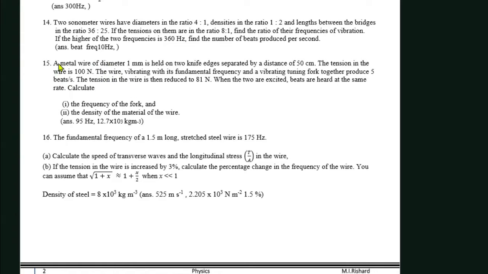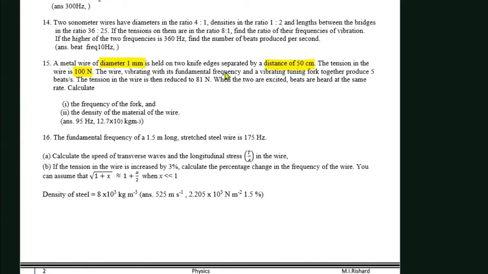beat frequency questions, actually. Anyways, it says a metal wire of diameter 1 millimeter is held on two knife edges separated by a distance of 50 centimeters. The tension in the wire is 100 newtons. The wire is vibrating with its fundamental frequency along with a vibrating tuning fork.